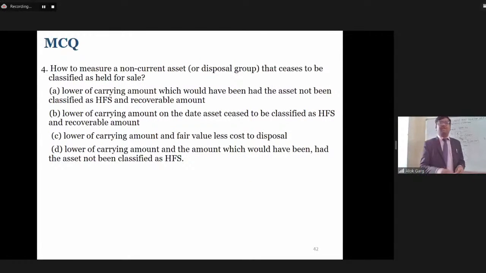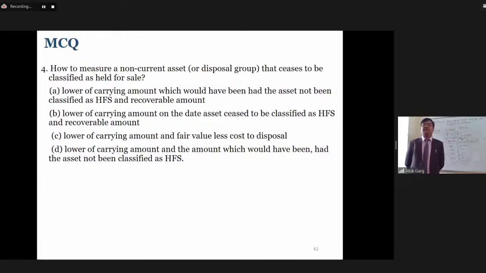So how to measure a non-current asset or disposal group that ceases to be classified as held for sale? So when there is a change in plan of held for sale, so how to calculate that? Lower of carrying amount which would have been had the asset not been classified as held for sale and recoverable amount. Lower of carrying amount on the date asset ceased to be classified as held for sale and recoverable amount.